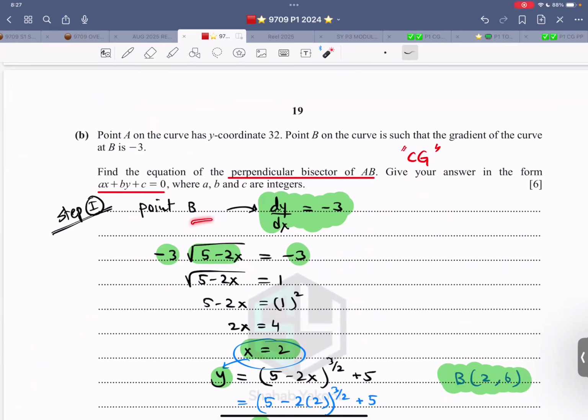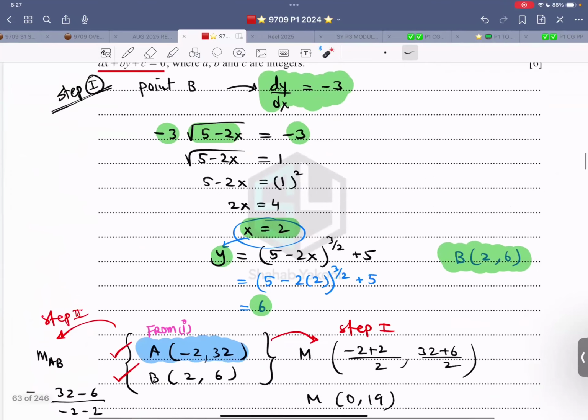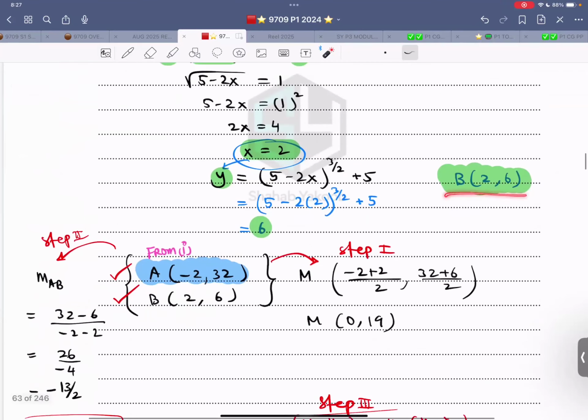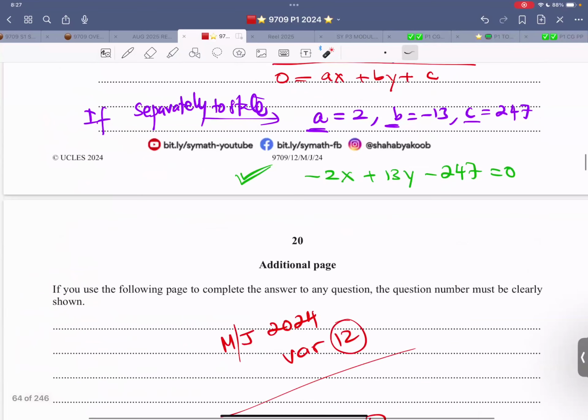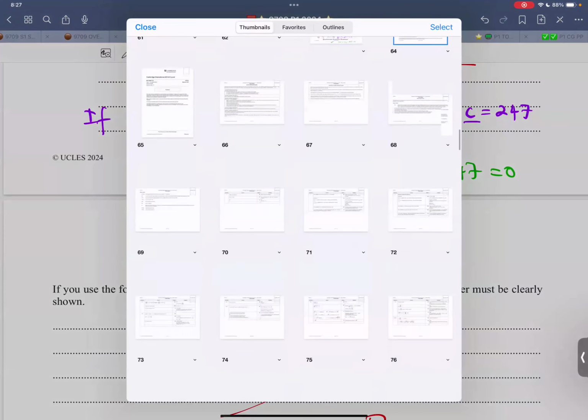And for point B, the gradient was given, and we equate. You find the x coordinate, then you find the y coordinate, then you find the gradient of AB. A is the same point as before. Then you find the midpoint, then you find the perpendicular bisector. So how basic could you expect around this? Let me move on.